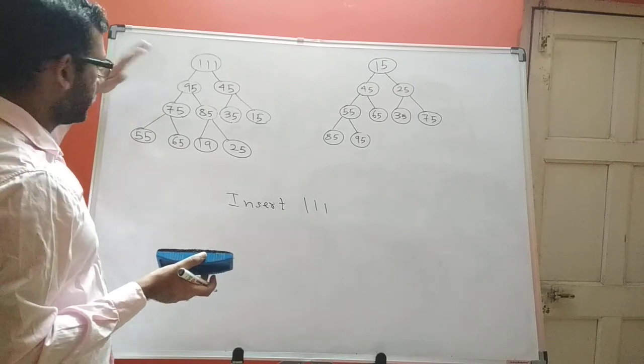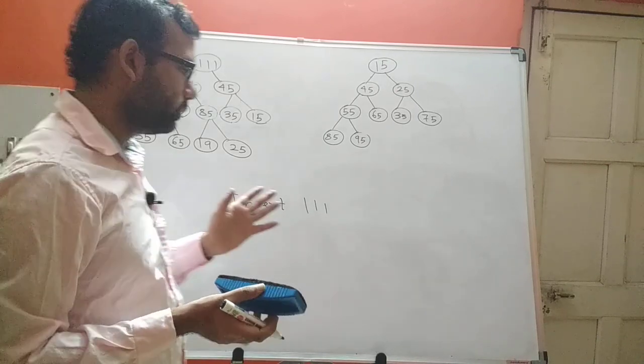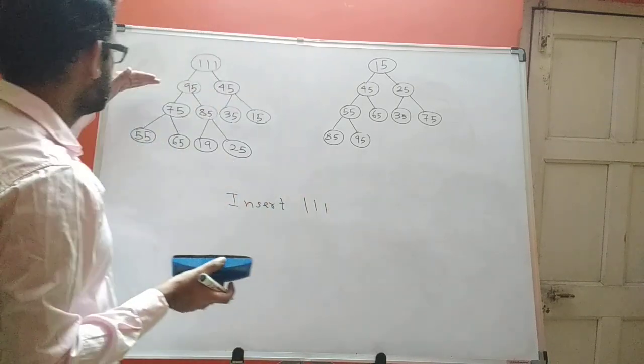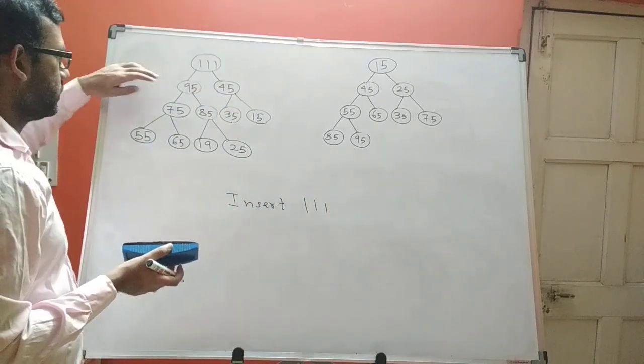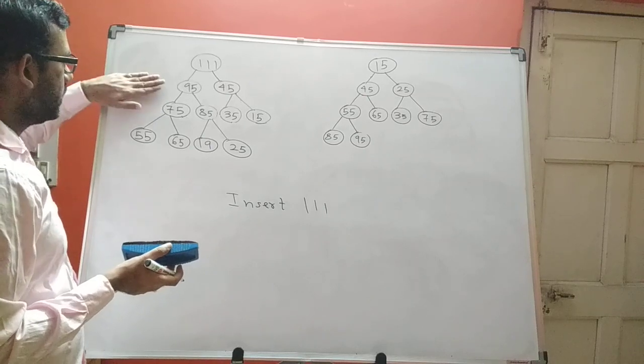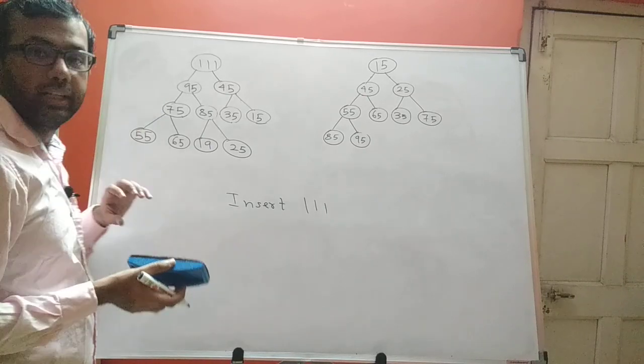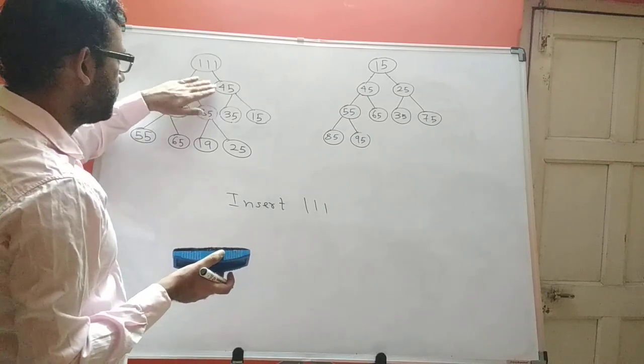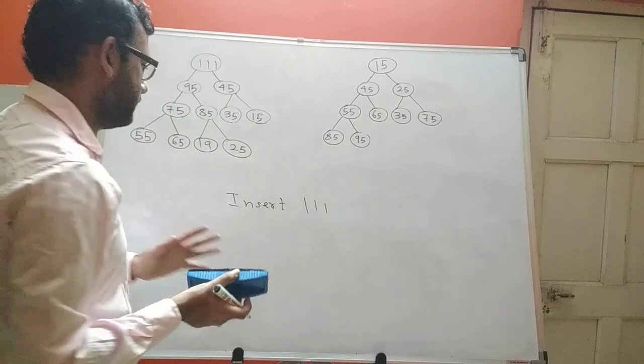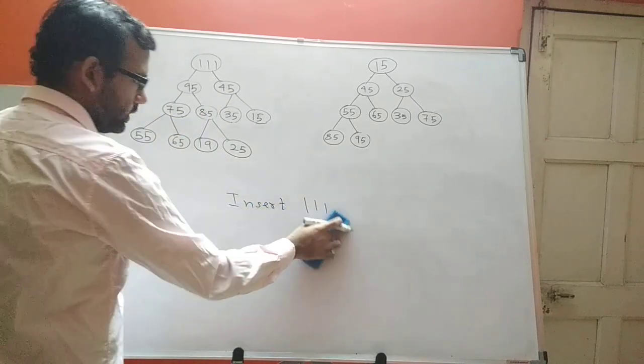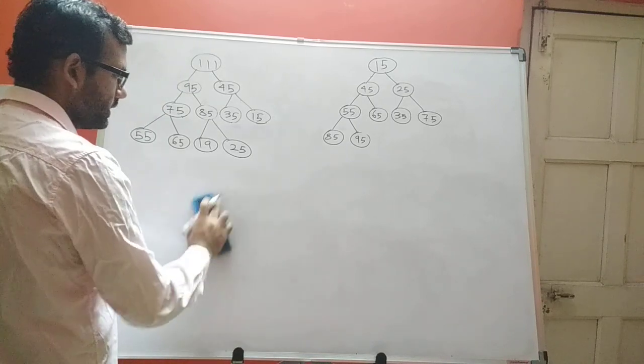If you find those terms confusing, just look at the nodes which are below a particular node. All the nodes which are below 95 are lesser than 95. Similarly, all nodes which are below 45 are lesser than 45. So the heap property holds. The Max-Heap property holds even after inserting 111.